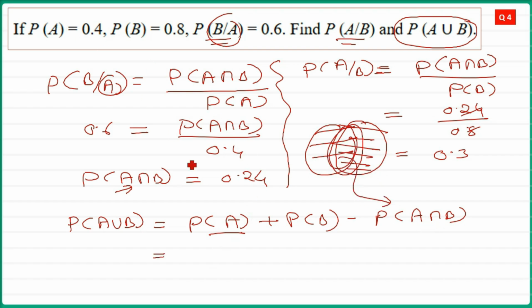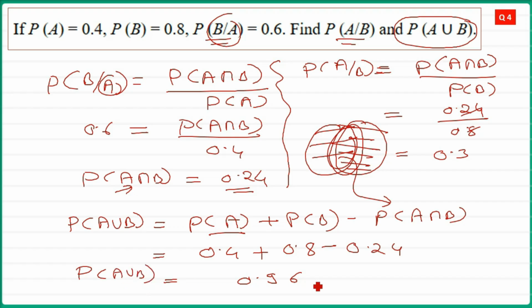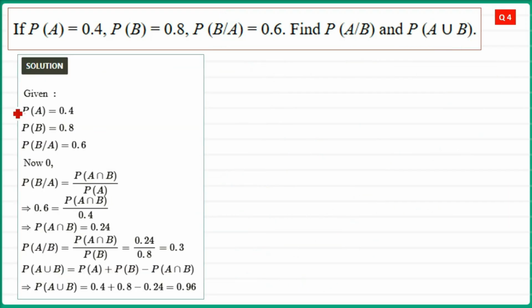So P(A) is 0.4, P(B) is 0.8, and P(A intersection B) we have computed as 0.24, and this is going to be 0.96. P(A union B) is 0.96. Now this is how it's going to be done, and all those things which are given have to be written like this, and then we use the formula. This one we have introduced in this exercise for the first time. P(A|B), P(B|A), P(A intersection B) will be used, and P(A union B) will be computed using again the P(A intersection B).